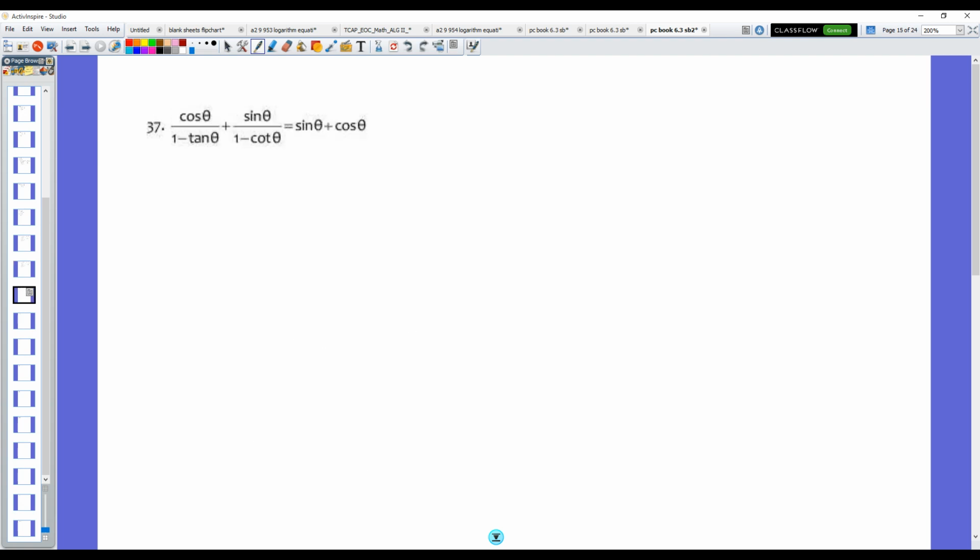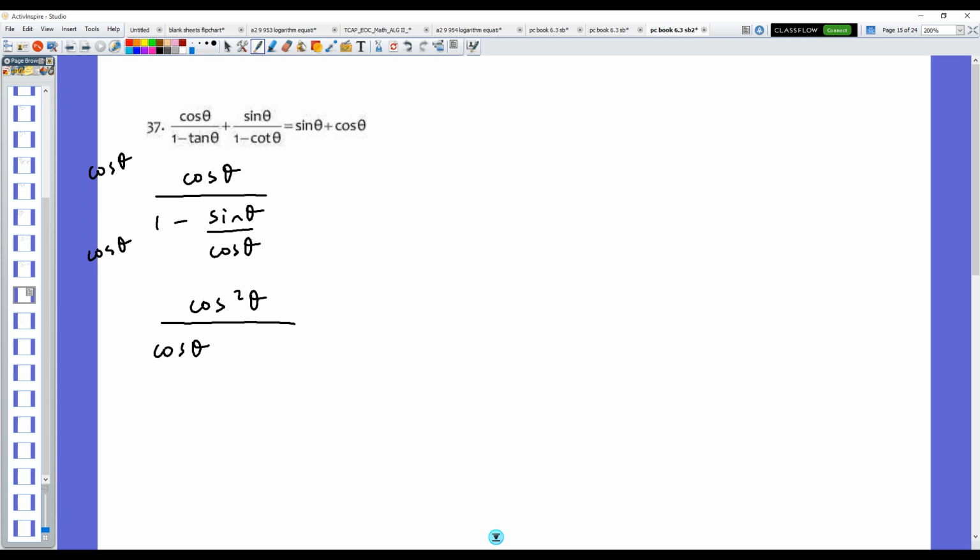Number 37, I'm going to work on these tangents and cotangents. So cosine over 1 minus sine over cosine. I'm going to clean up that complex fraction there by multiplying top and bottom by cosine. So cosine times the cosine, cosine times the 1, and cosine times the fraction with cosine on the bottom.